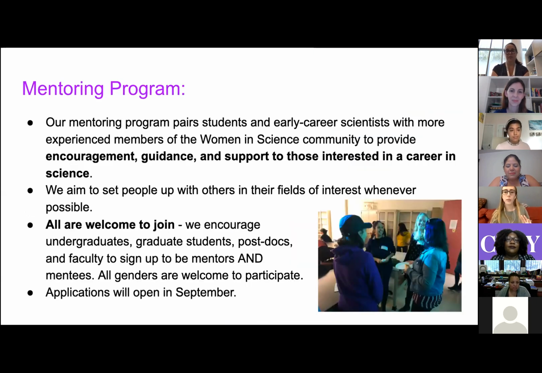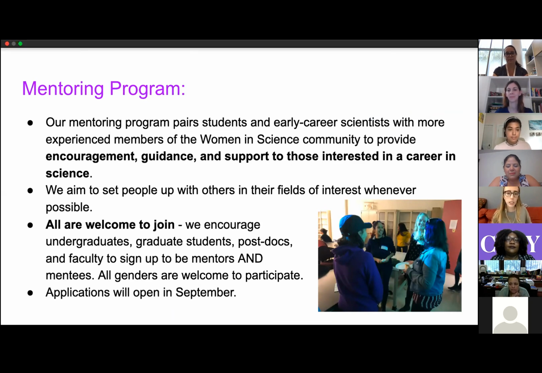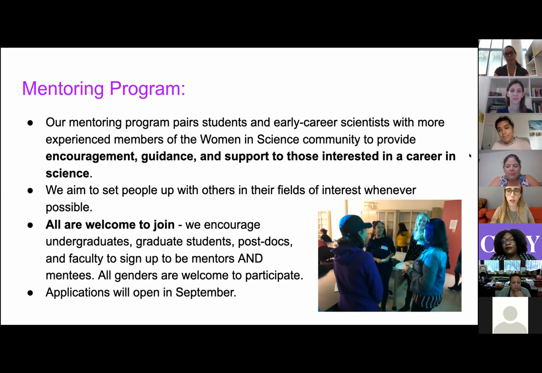One of our biggest programs is our mentoring program. It's been going on for several years now, and there have been many, many matches. The goal of the program is to provide encouragement, guidance, and support to those interested in a career in science. To do that, we try to set people up in small groups or pairs whenever possible with people who are in their field of interest. Everyone's welcome, all genders are welcome, and this program does encompass undergraduates, graduate students, postdocs, and faculty to serve as mentors and mentees. Keep an eye out because the applications for this program will be open probably in September, hopefully starting early October.